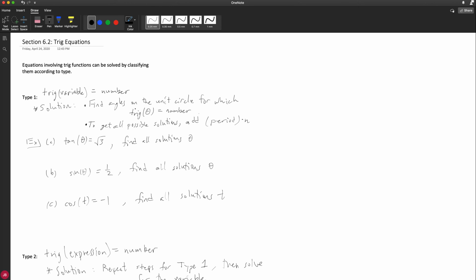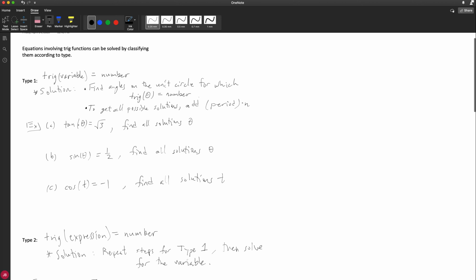So what you're going to do is look on that chart or look on the unit circle and find within one lap of the circle, well, actually it depends on the trig function, but essentially you're going to find all possible angles that give you that number when you plug it into that respective trig function, and then you're going to get all possible solutions, add the appropriate multiple of the period, so either pi or 2 pi. So let's do part A. I know this is all very abstract.